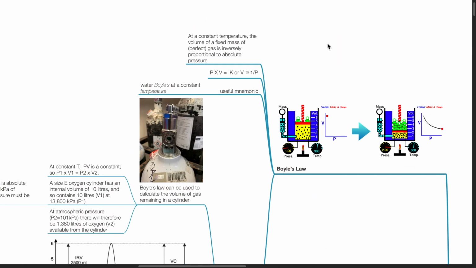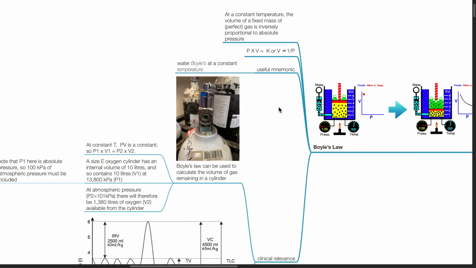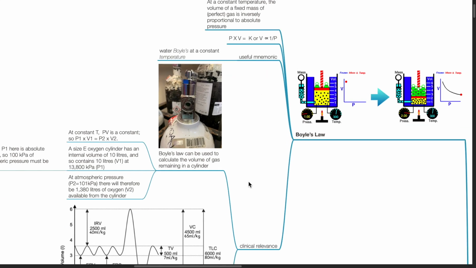Boyle's law. At a constant temperature, the volume of a fixed mass of perfect gas is inversely proportional to absolute pressure. P times V equals K, or V is proportional to 1 divided by P. A useful mnemonic: water boils at a constant temperature. Clinical relevance. Boyle's law can be used to calculate the volume of gas remaining in a gas cylinder.